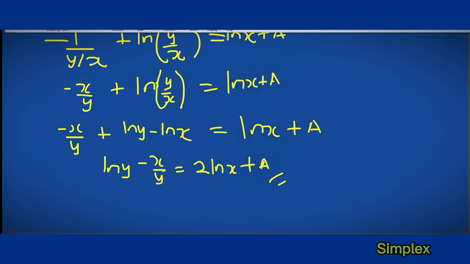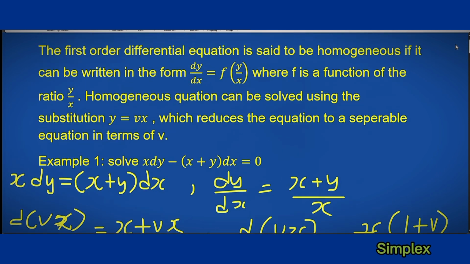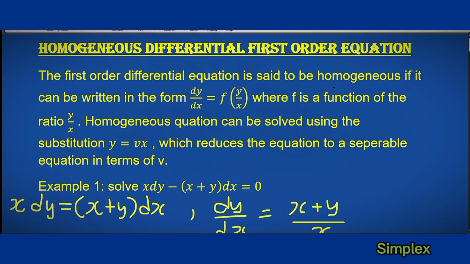Therefore, this is trying to tell us that, as we said from the beginning, a differential equation is said to be homogeneous if it can be written in this form. Whenever you see it in the form dy over dx is equal to f of y over x, where f is a function of y over x, it can be solved by substituting the value of y for vx, which reduces it to a separable equation in terms of v.